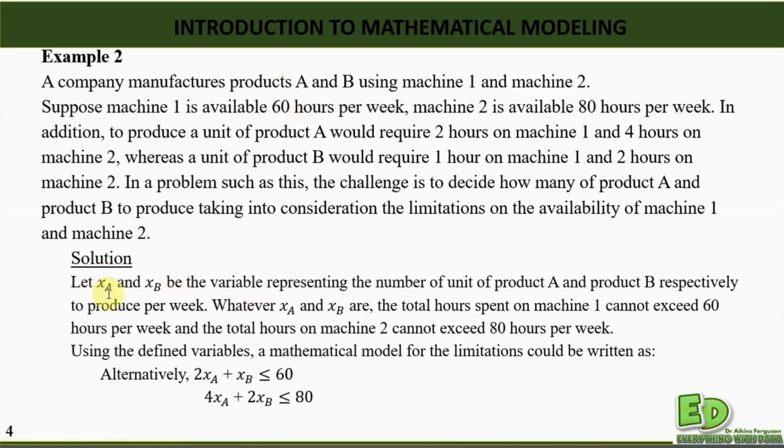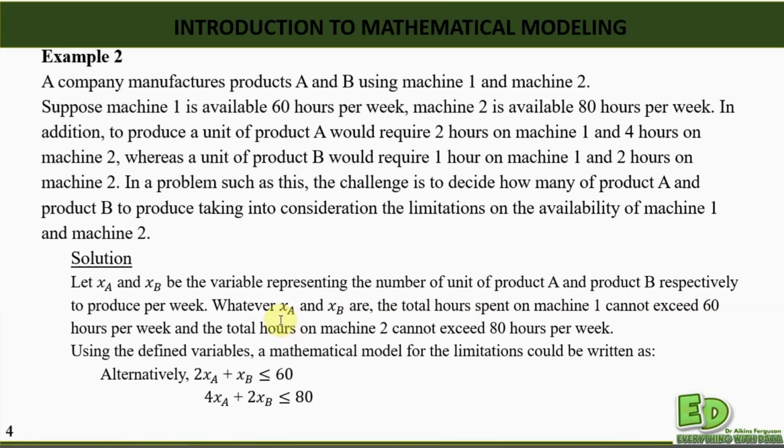Let XA, that is decision variables here, let XA represent the decision variable for product A and XB the decision variable for product B, be the variables representing the number of units of product A and product B respectively to produce per week. I hope you can see that.